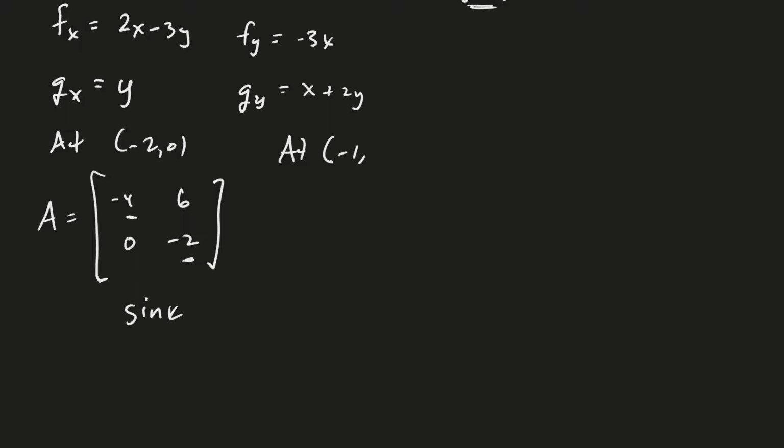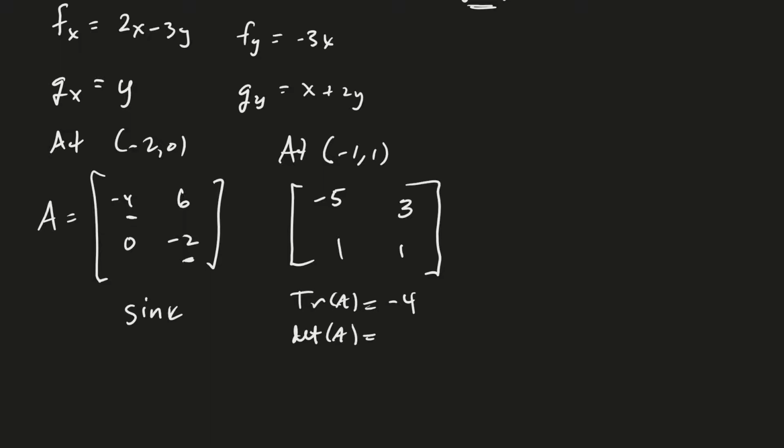Good, so how about at (-1, 1)? If I take a look at my matrix there, I think I get minus 5, 3, 1, 1, but you can double check that. And so in this case, my trace is minus 4. My determinant is minus 5, minus 3, which is minus 8. And actually, I can stop there because on my Poincare classification diagram, that puts me down here. And so I get a saddle. So this is saying at (-1, 1), we have a saddle. That's the classification of our equilibrium.